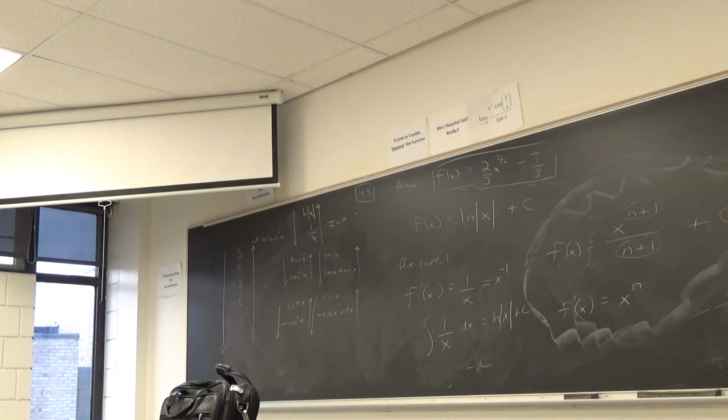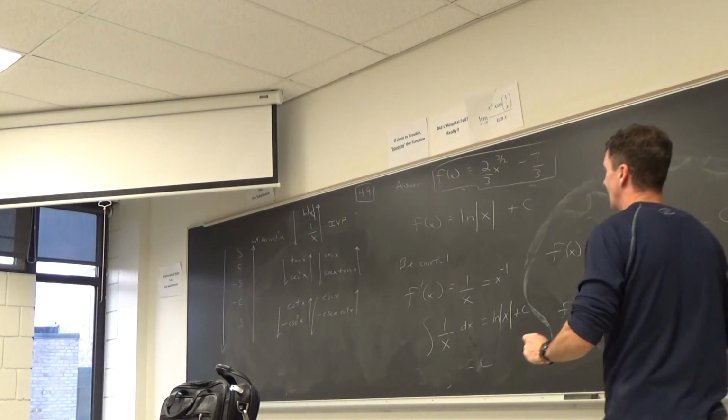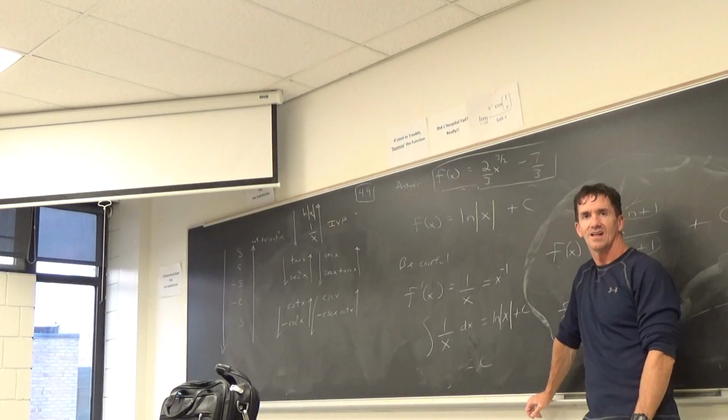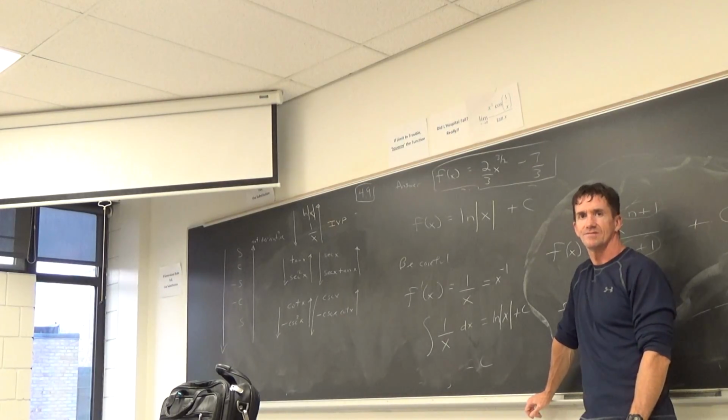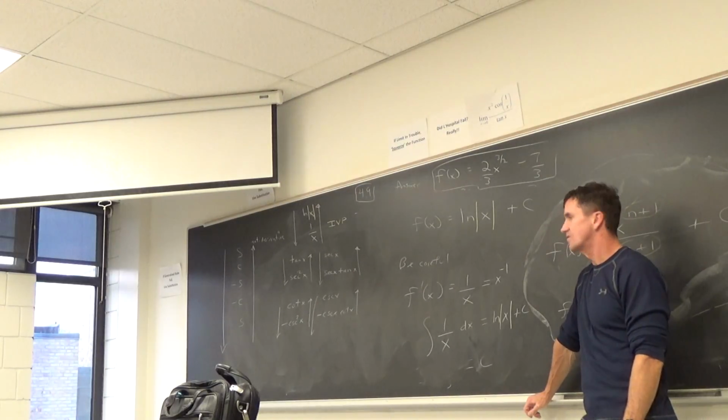So, professor, antiderivative of 1 over x is natural log absolute value of x. What about the natural log of x? That's also absolute value of natural log of x. Antiderivative. That's right. That's exactly it. Very good.